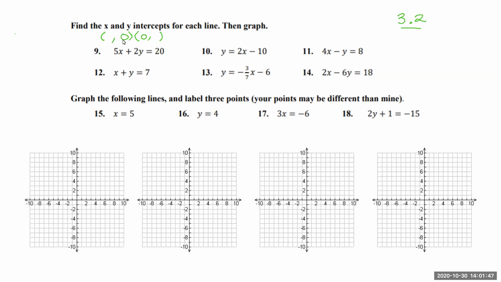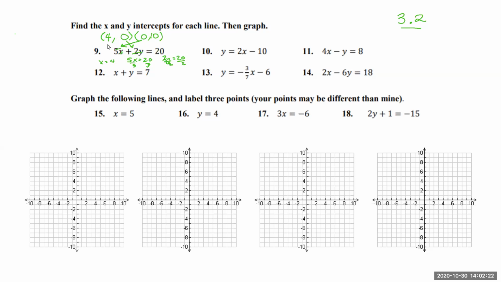So for the X, we're going to plug in 0 for the Y here, and that will get rid of that 2Y. And all we have is 5X equals 20. If we divide 5 on both sides, we have X equals 4. So we have 4, 0 for our first set of coordinates. For the second one, we plug in 0 for that 5X, and the 5X disappears. We're left with 2Y equals 20, and dividing 2 on both sides, our Y comes out to be 10.